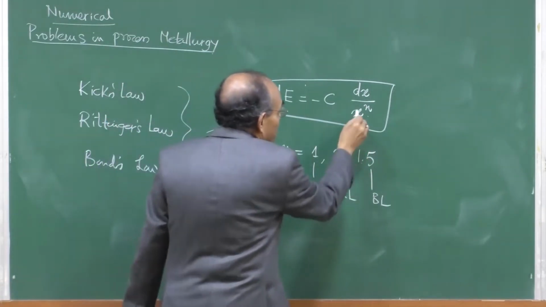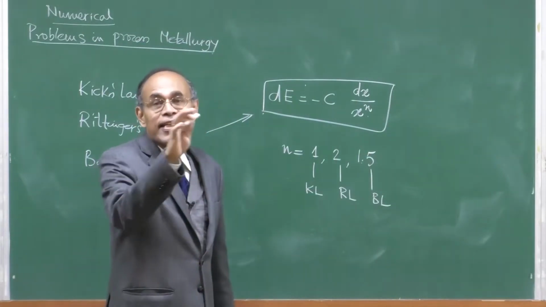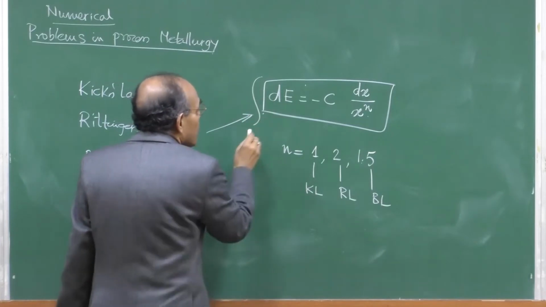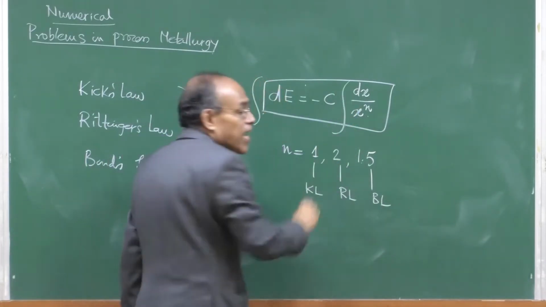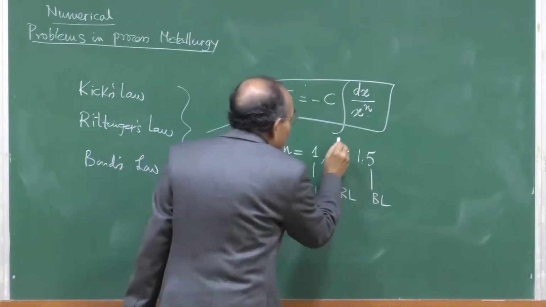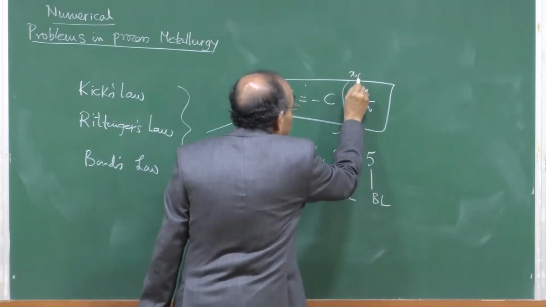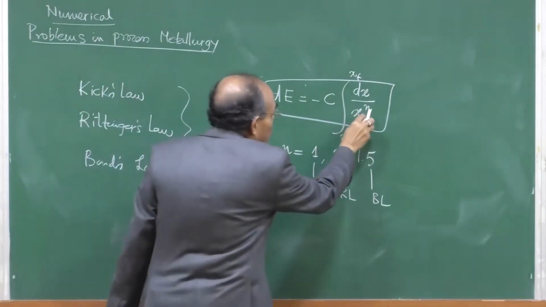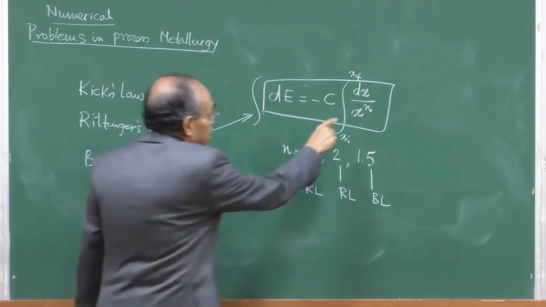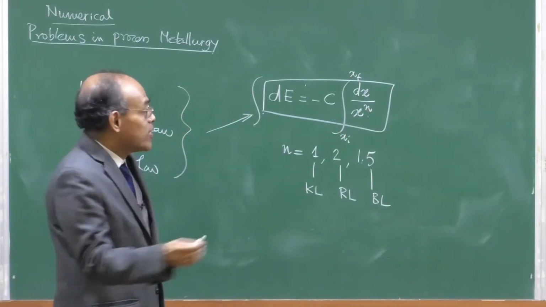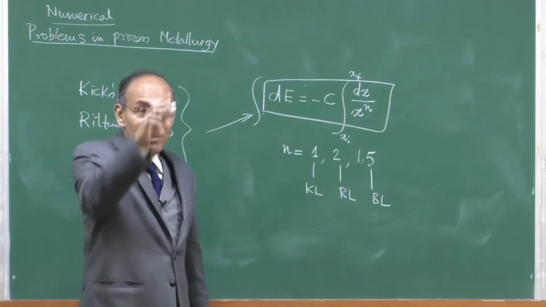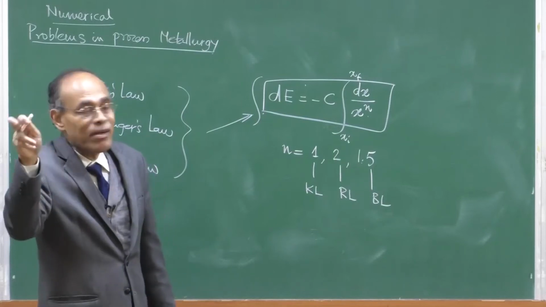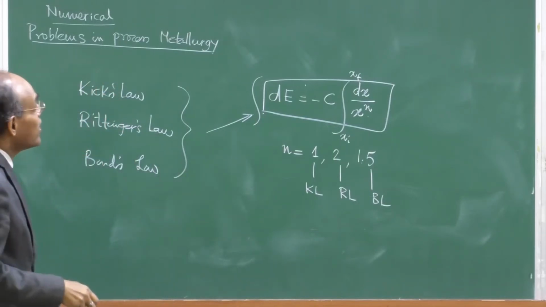Similarly, if you put 1.5, you will see the integral comes out as follows. You are integrating the energy consumed from an initial size to a final size, so x is to be integrated from x initial to x final, if that is your target. These are the limits of integration, and if you integrate with x to the power 1.5, when you get Bond's law, the integration will result in 1 by square root of final particle size minus 1 by square root of initial particle size.